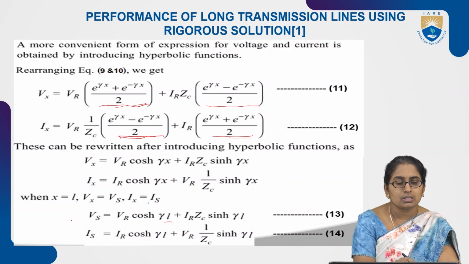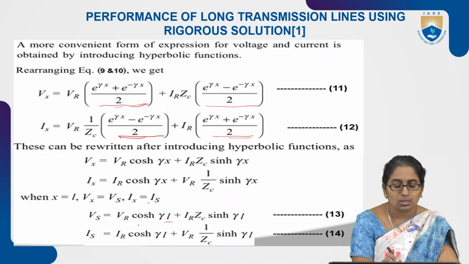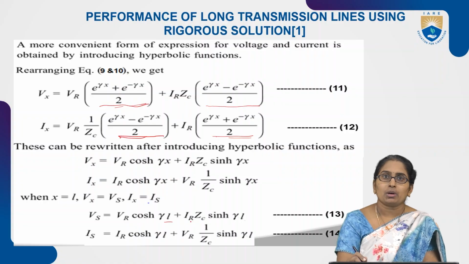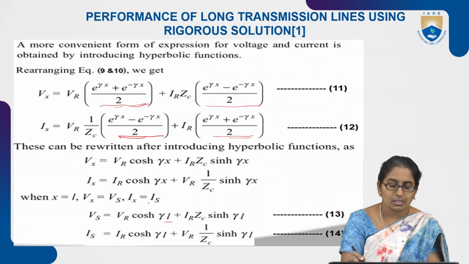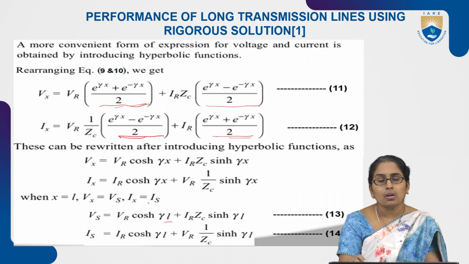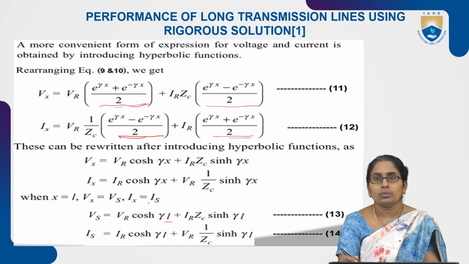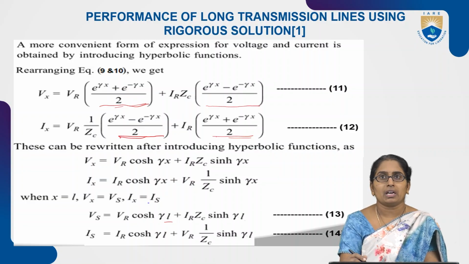These are the sending end voltage and current equations in terms of the receiving end voltage and receiving end current, and line parameters: resistance, inductance, capacitance. So this is how, for the long transmission line, the sending end and receiving end voltage and current equations are finally obtained. Now, the equivalent circuits for the medium transmission line and short transmission line are derived from this.